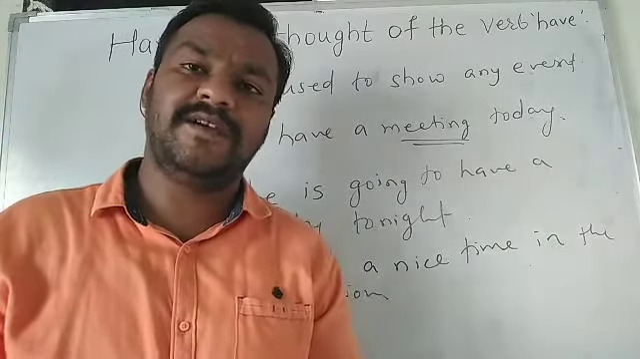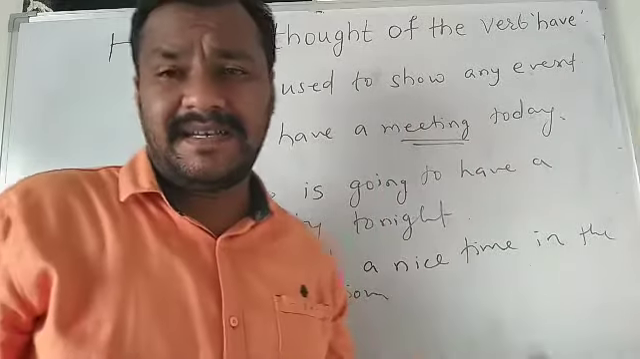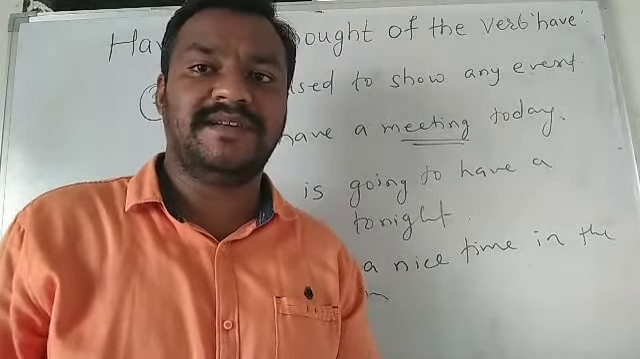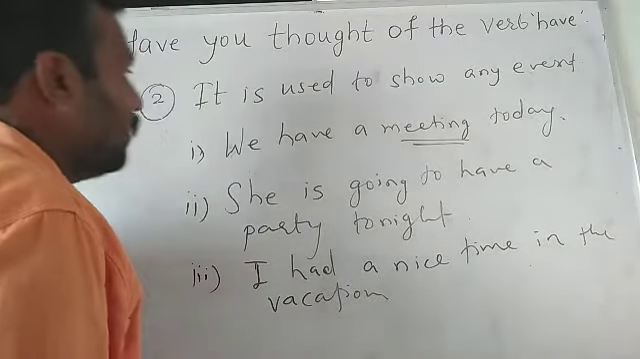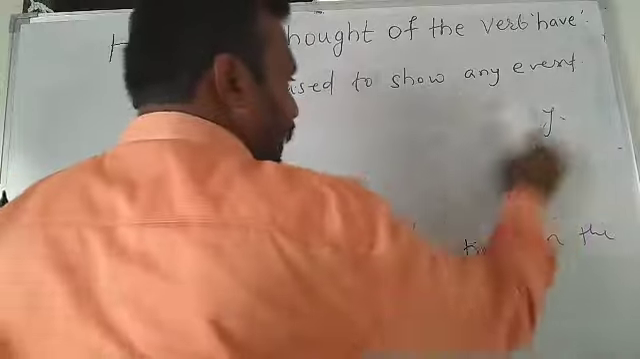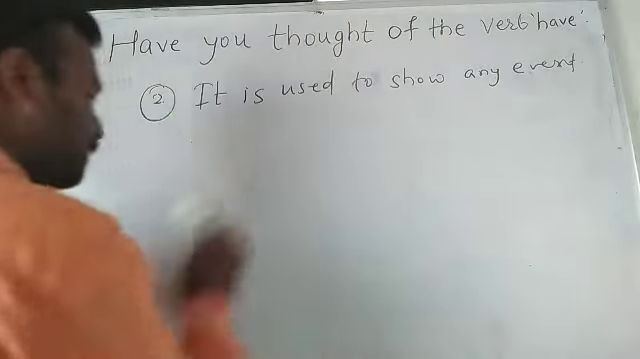In such kind of things, in present, in past, we can use for showing some kind of events. Getting? So this is the second use of have form. It's very easy, friends.